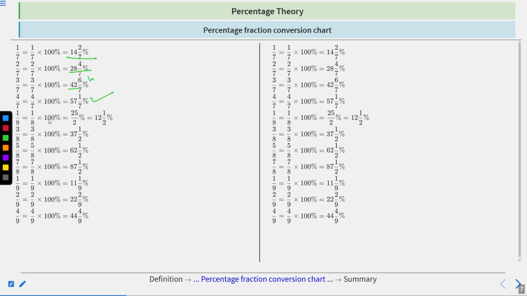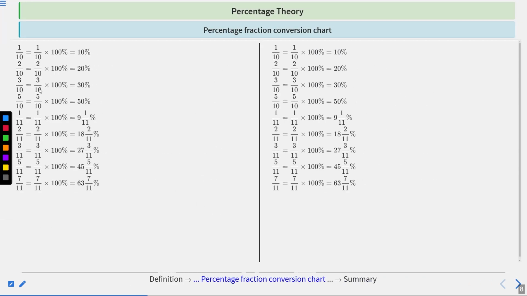1 by 8, when we multiply by 100, we get 12.5%. When we calculate 3 by 8, we can multiply this percentage value by 3, or we can solve it, and we get 37 and 1 by 2%. In that way, 5 by 8 and 7 by 8 are 62.5% and 87.5%. In that way, 1 by 9 we get 11 and 1 by 9%, 2 by 9 is 22 and 2 by 9%. 4 by 9 will be 44 and 4 by 9%. Okay.